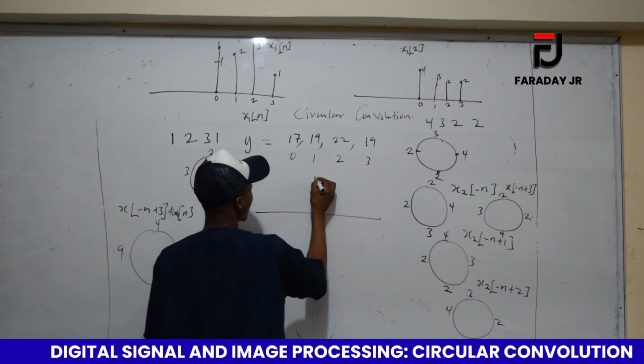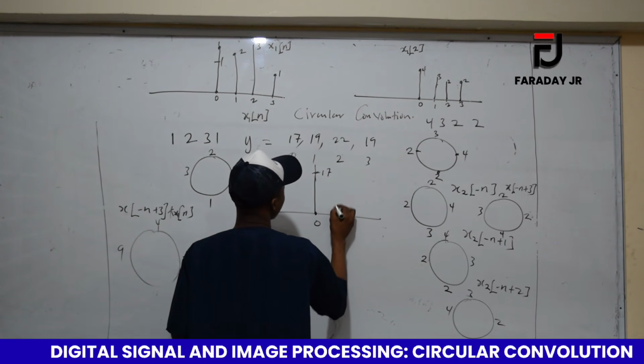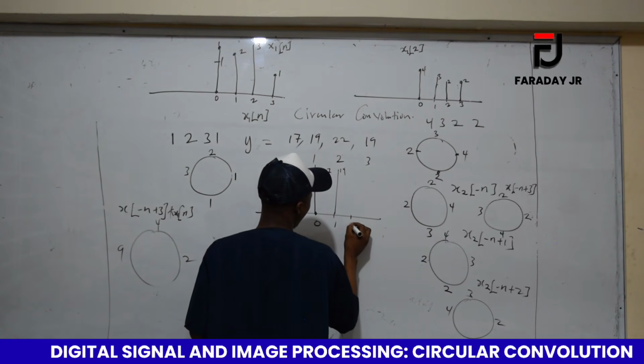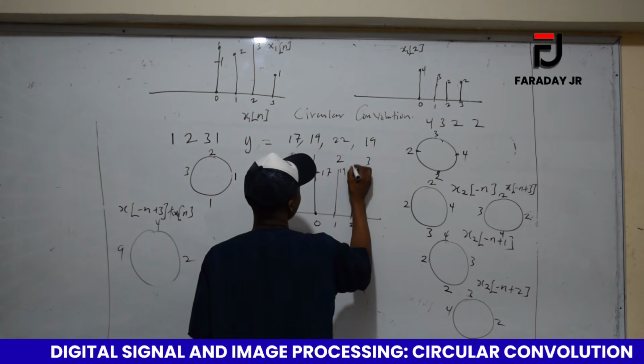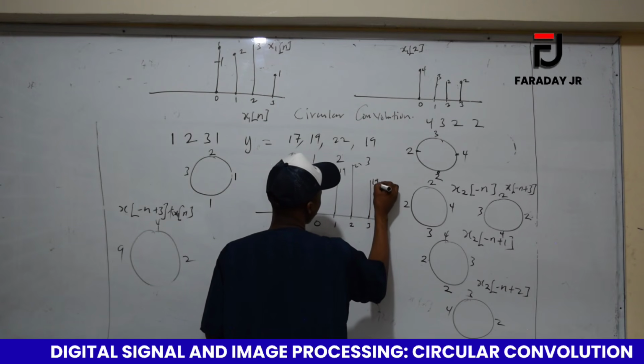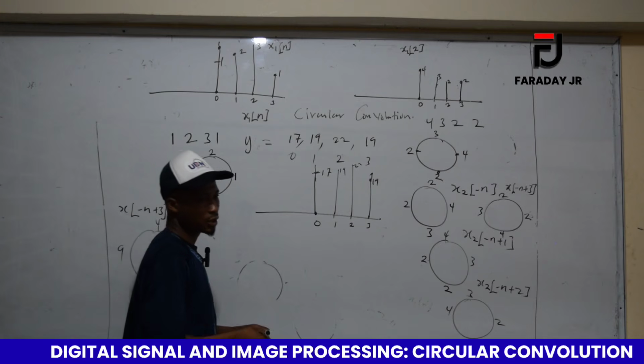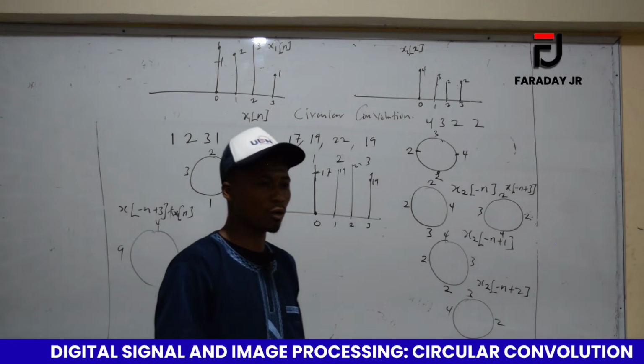So at 0 we had it to be 17, right? At 1 we had it to be 19, and then at 2 we had it to be 22, and then at 3 we had it to be 19. Thank you. That is all. No drawing to scale. Thank you very much. That is all on circular convolution.